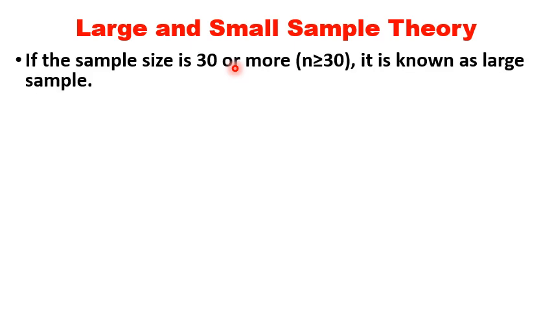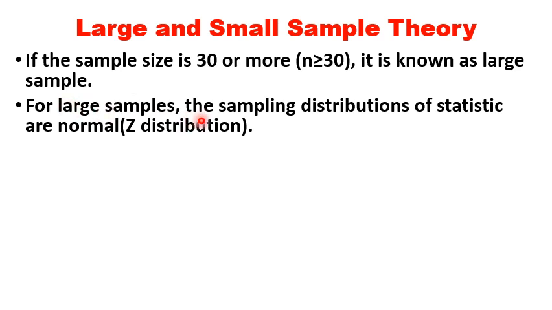Next, large and small sample theory. If the sample size is 30 or more, n is equal to or greater than 30, it is known as a large sample. So if the sample size is 30 or more, we can consider it a large sample. For large samples, the sampling distributions of statistics are normal. For a large sample, the sampling distribution is assumed to be normal, or Z distribution.